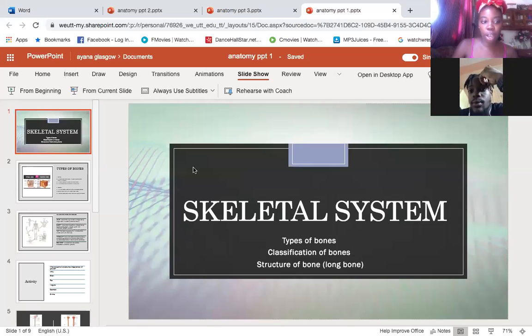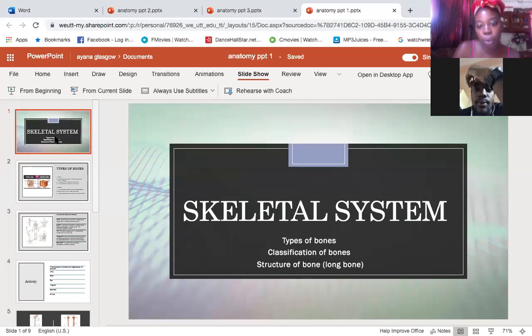First thing we are going to do is the skeletal system. This is a continuation from last class. In the last class we learned the bones of the body. Today we're going to be continuing with types of bones, the classification of bones, and the structure of a long bone.